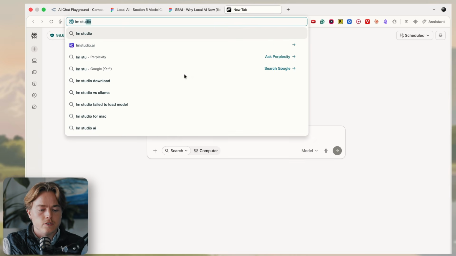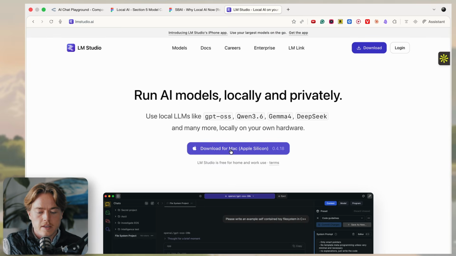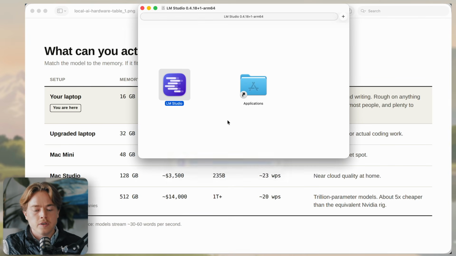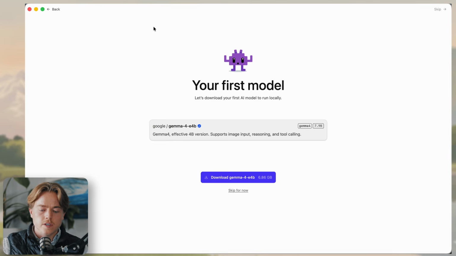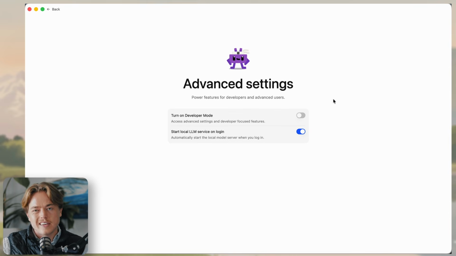So just go and search for LM Studio, and then we will download. And the cool thing about LM Studio is that it has basically all of these local models already in it. So you can just find the one you want, download it within there, and then you run it. Once you're here, it'll give you a first model to download. This is actually a great one to use, Gemma 4. But I am going to say skip for now just so you can see the interface.